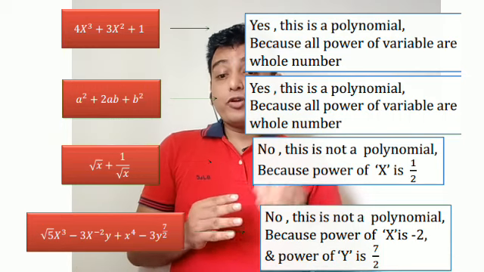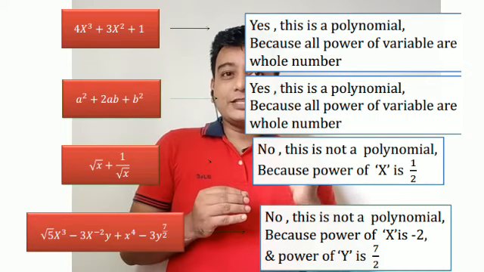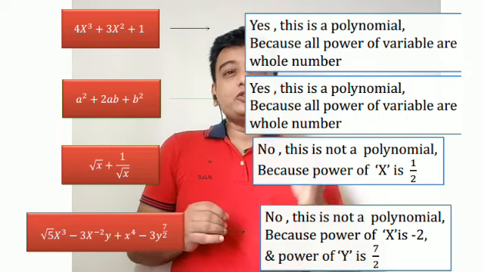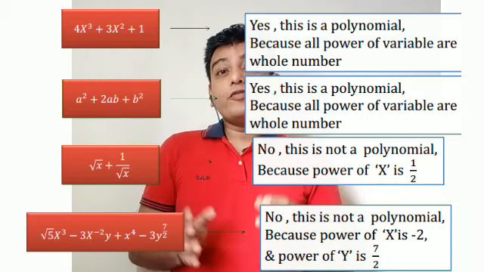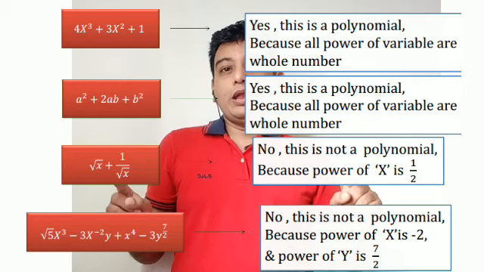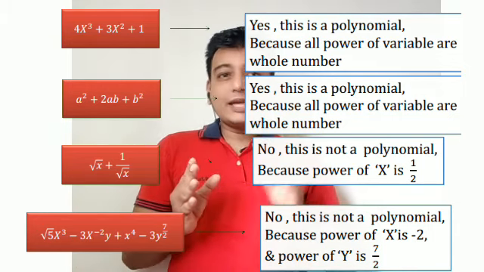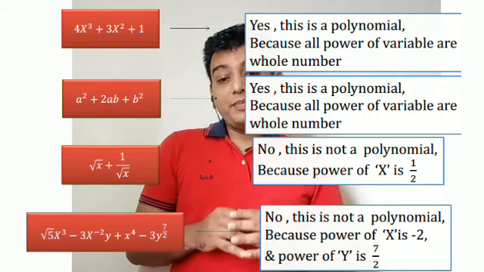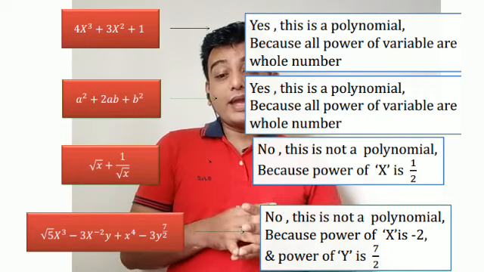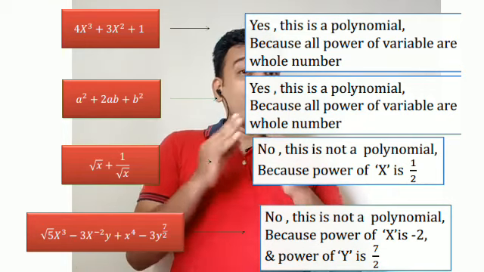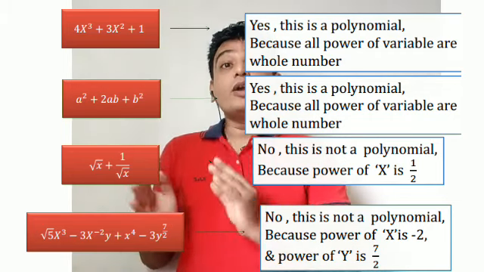Last one, square root of 5x cubed minus 3x raised to minus 2y plus x raised to 4 minus 3y raised to 7 by 2. So dear friends, we find that the degree here is not a whole number. Look at this. Here we have two variables, x and y. But our problem is that the degree of x is minus 2 and the degree of y is 7 by 2. And both are not whole numbers. So this one is also not a polynomial.